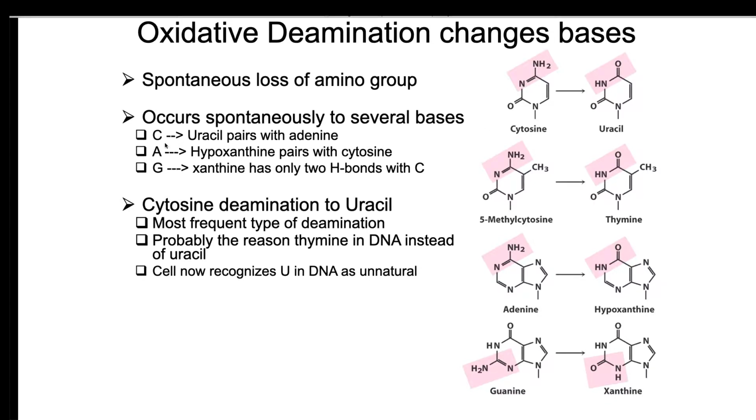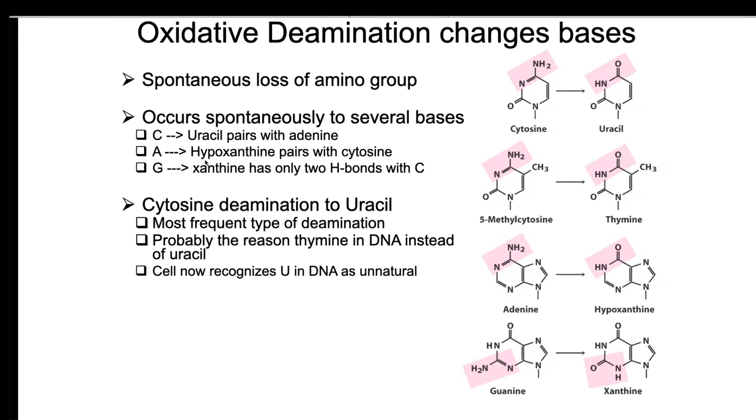And what happens is when this happens to a cytosine, it becomes a uracil, which is then going to pair with an adenine. If it happens to adenine, it becomes hypoxanthine, which pairs with cytosine. If it happens to a guanine, it becomes xanthine, and now that only has two hydrogen bonds with cytosine, which can again cause some mismatches to occur. So this oxidative deamination has to be fixed. Otherwise, right, there's going to be a problem. We're going to get mismatches.